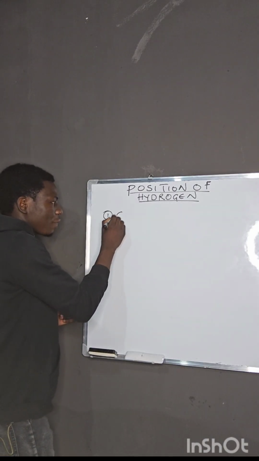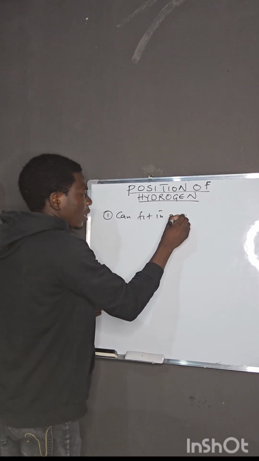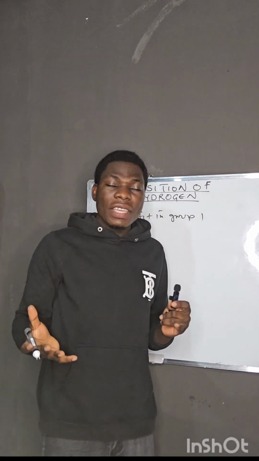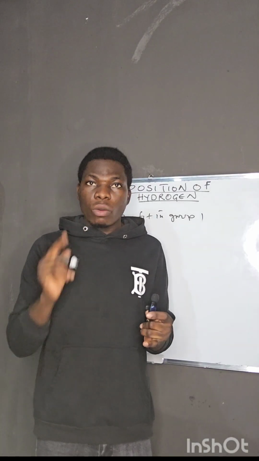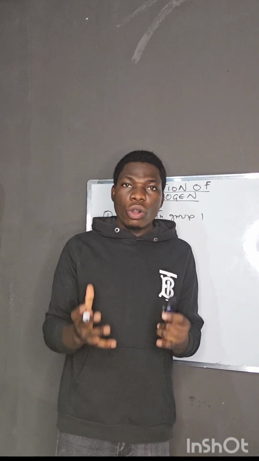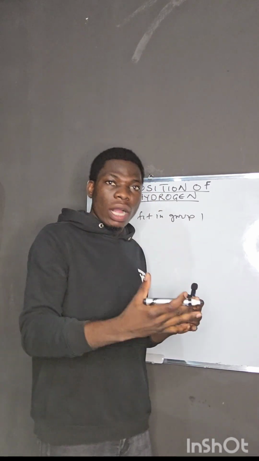So hydrogen can fit in what? Can fit in group 1. Why can hydrogen fit in group 1? Hydrogen can fit in group 1 because, first, it has an s atomic orbital at the end of its electronic configuration, just like those elements in group 1.